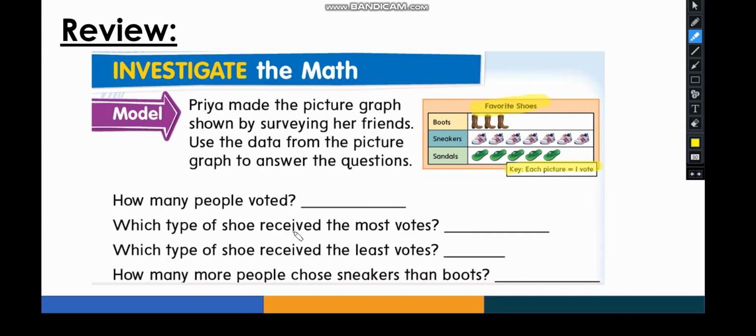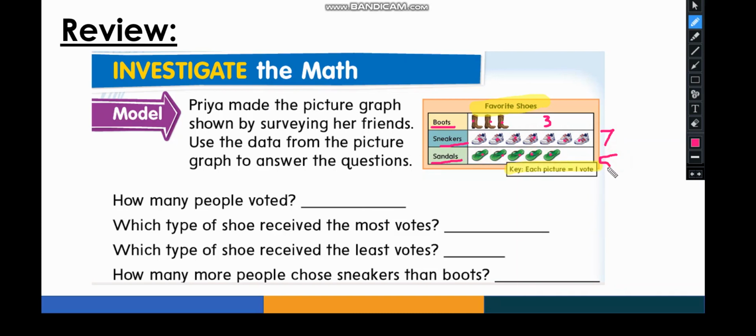Now, let's start. How many people voted? I need to know the total of the people who voted, so I have to know the number of each one. Let's count together. This is boots, sneakers, and sandals. How many boots? 1, 2, 3. They are 3. And how many sneakers? 1, 2, 3, 4, 5, 6, 7. They are 7. And how many sandals? 1, 2, 3, 4, 5.